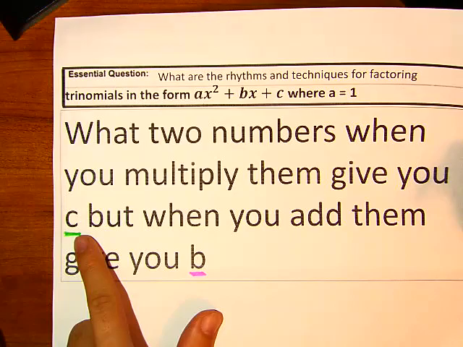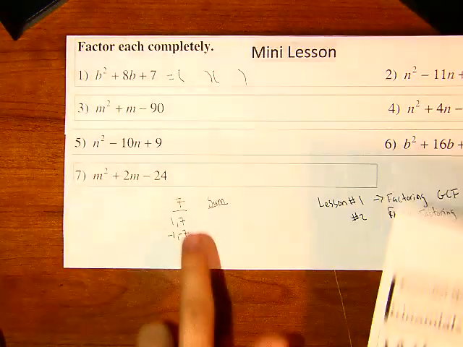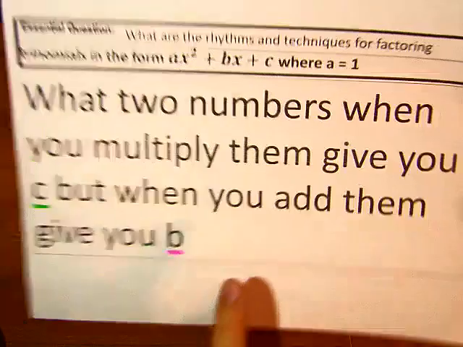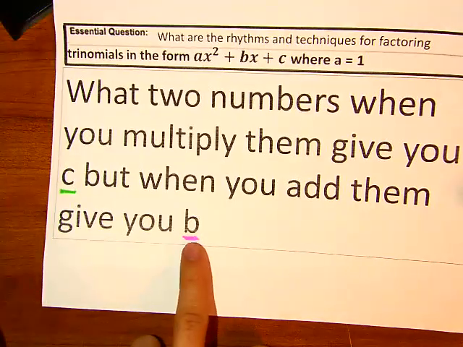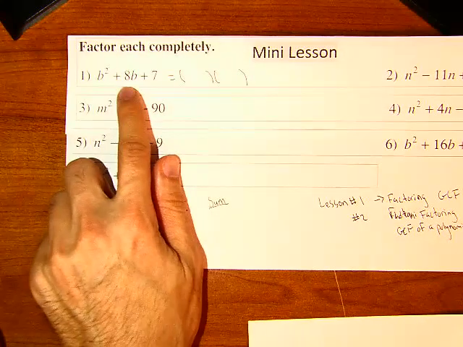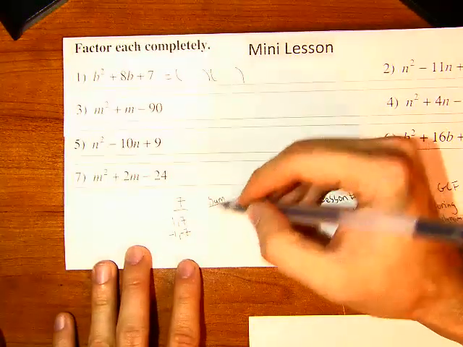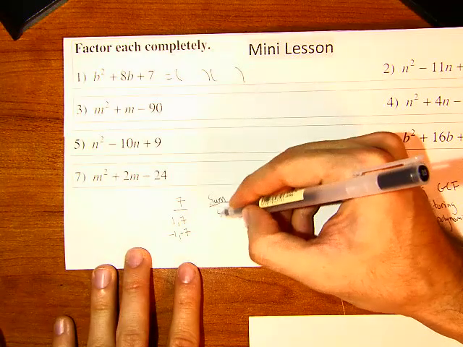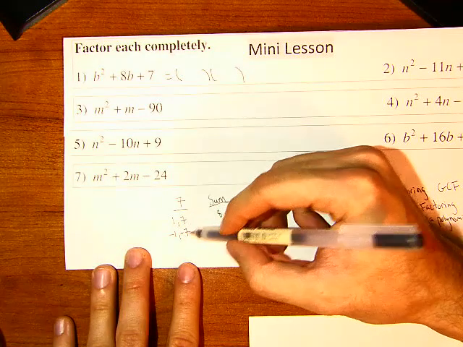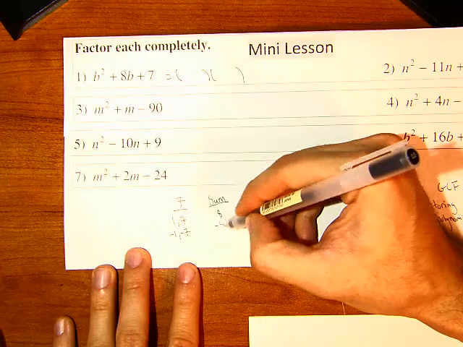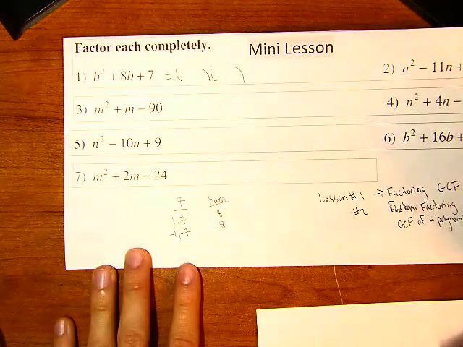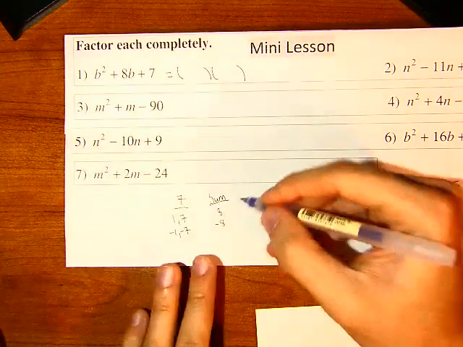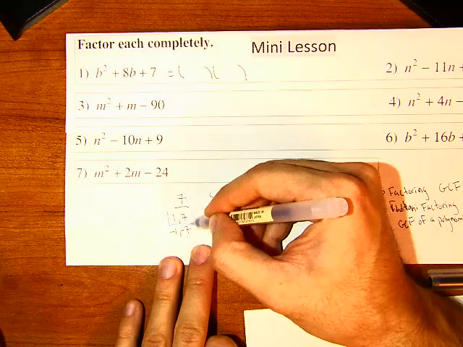Here, we're finding the two numbers that when we multiply them give us 7, but when we add them, they've got to give us, well, what's our B? It's positive 8. So let's see, 1 plus 7 gives us 8, and negative 1 times negative 7 is positive 7, but adds to negative 8. So this is the one. It's going to be these two numbers that work.